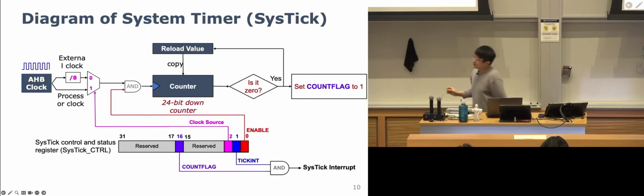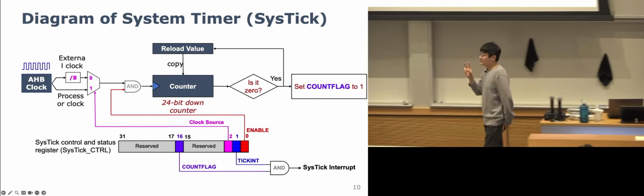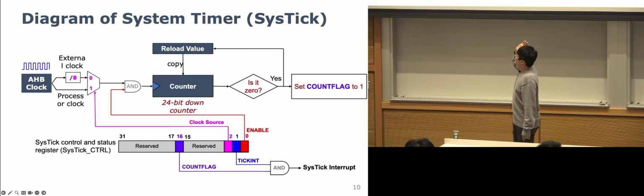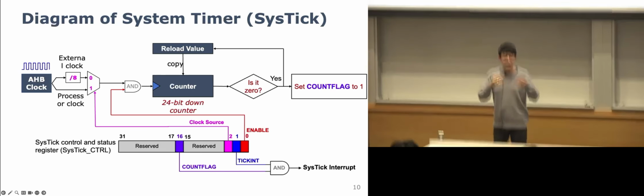And another edge case we left out in the previous lecture: AHB versus APB. The main difference is that one runs way faster than the other.